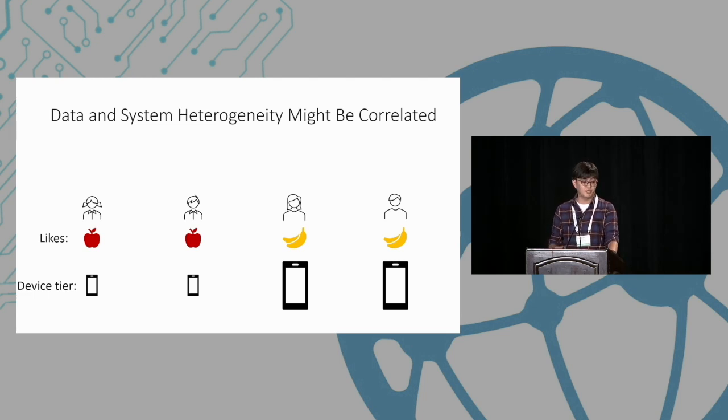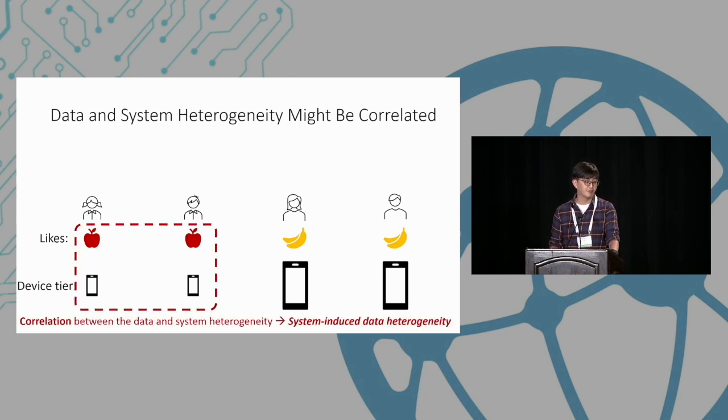However, you can think of a hypothetical case where low-end devices tend to like apples more for some reason, while higher-end device users like bananas more for some reason. In such a hypothetical scenario, you can see that data heterogeneity and system heterogeneity are tightly correlated with each other, and we say that the dataset has high system-induced data heterogeneity to refer to such a phenomenon.